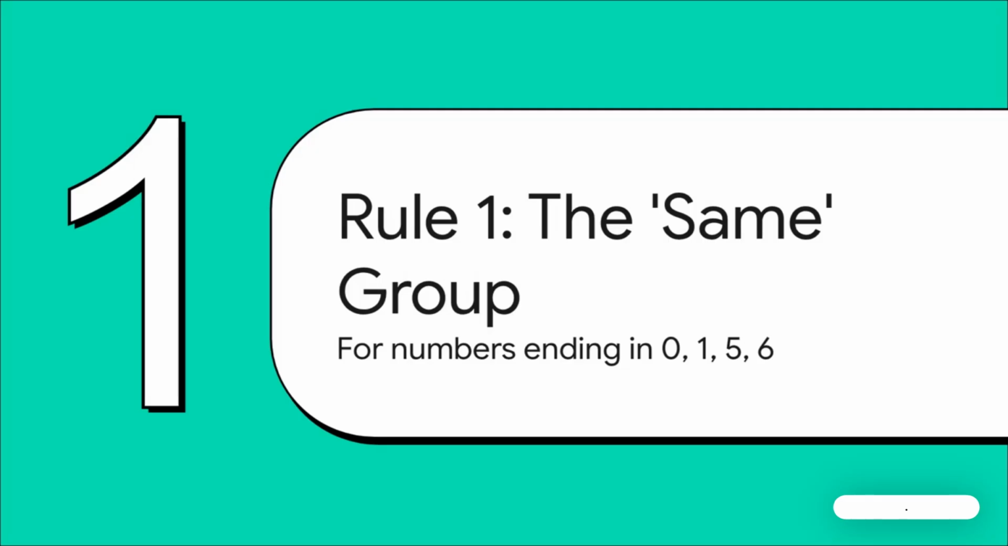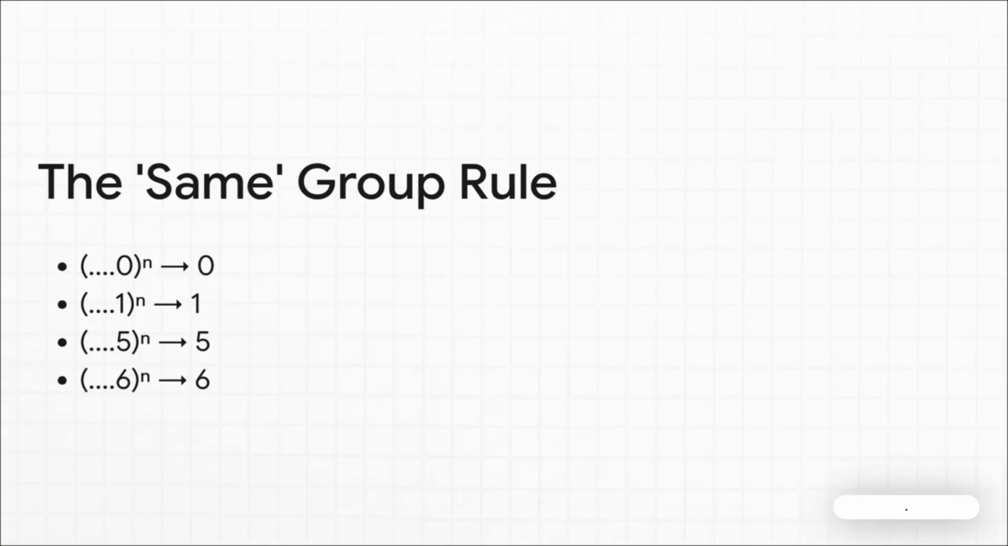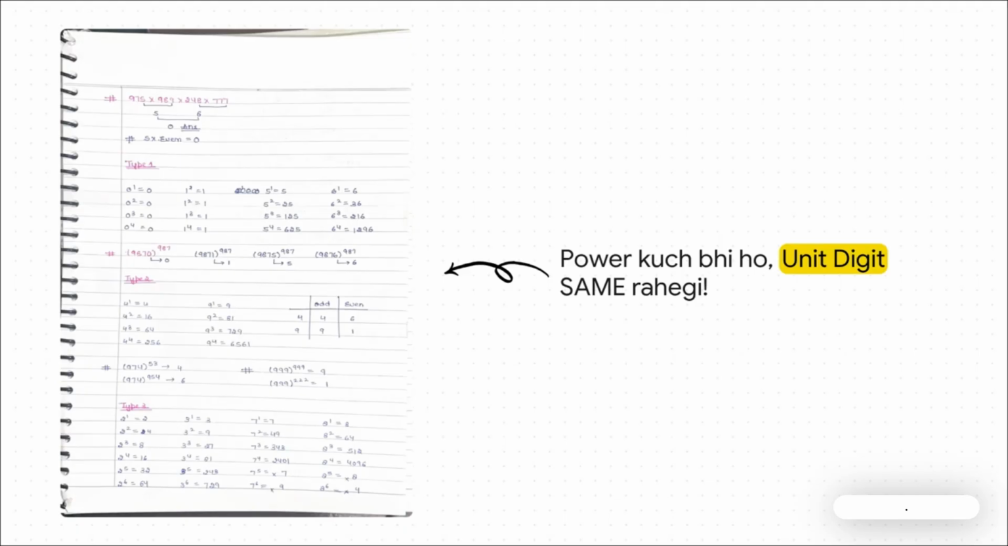Okay, our first rule is the easiest one. We call it the same group. This rule is for any number that ends in a 0, 1, 5, or 6. The rule is incredibly simple. If a number's last digit is 0, 1, 5, or 6, it doesn't matter what the power is. It could be 1,000, 1,000,000, anything. The unit digit of the result will always be the same. 0 will end in 0, 1 in 1, 5 in 5, and 6 in 6. That's it. Let's look at a couple of examples here.